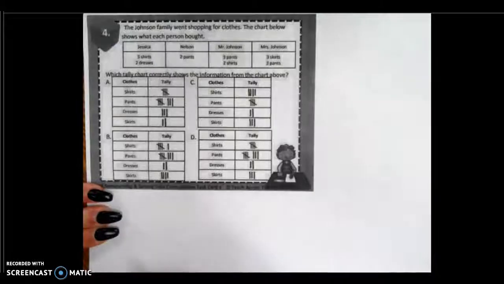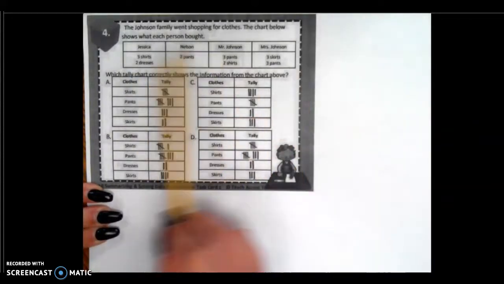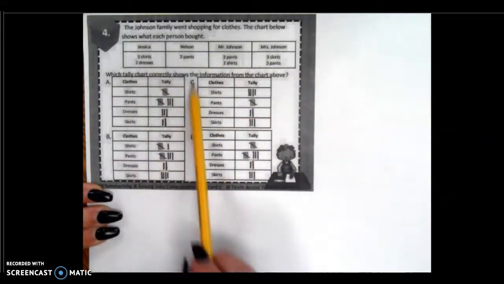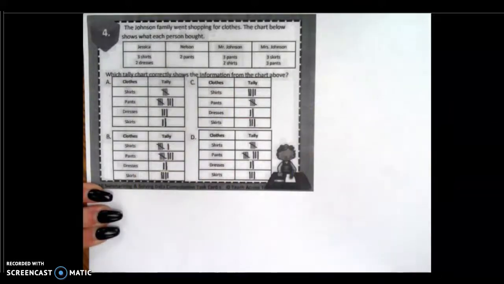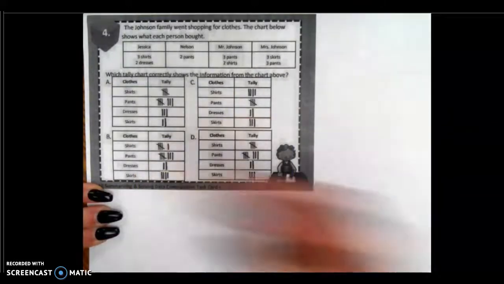The Johnson family went shopping for clothes. The chart below shows what each person bought. Which tally chart correctly shows the information from the chart above? So, the important thing that we're looking for is that the information from the chart up here matches the charts down here. So all together, let's see what all they bought together.